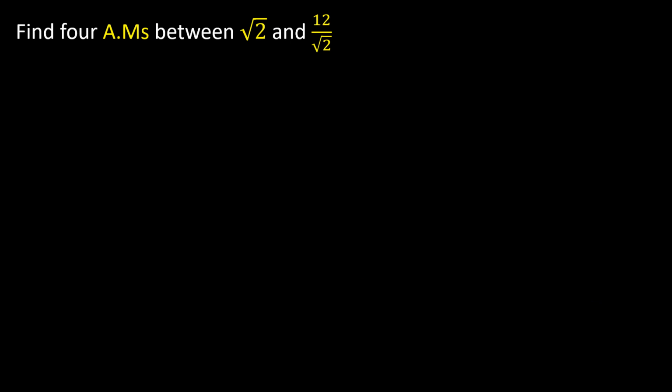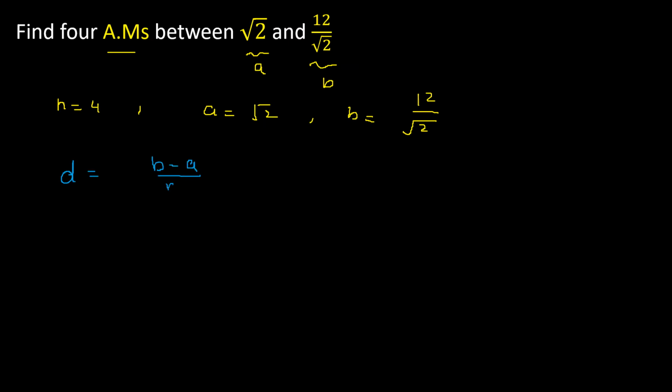Okay, so here it says find four arithmetic means between the numbers a and b. So we have to find the four arithmetic means. It means that n here is 4 for finding the n arithmetic means, and a is 2 root 2, and b is 12 over root 2. So we have seen earlier what d was. That formula was (b minus a) over (n plus 1).